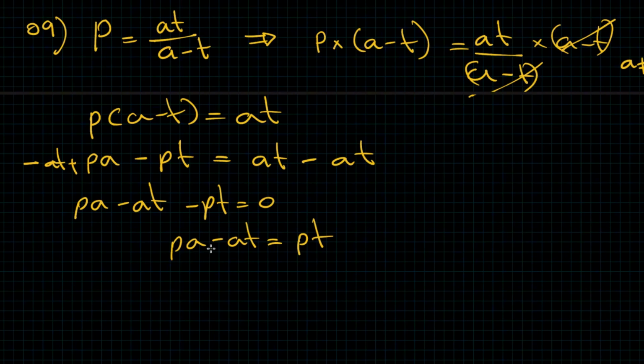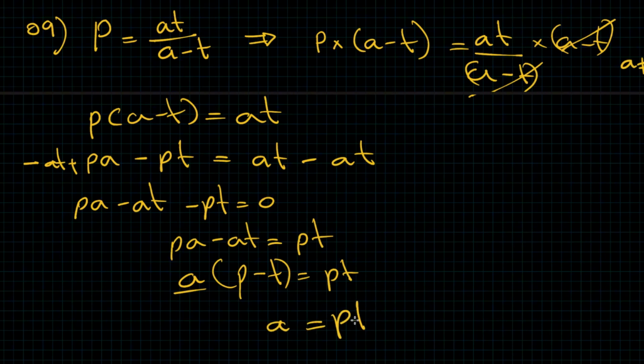Now you can see A is common here, so you can take A out. Now you get A(P minus T) equals PT. Now you want to make A the subject, so you bring P minus T here. Something similar to what we did. You just divide this side by P minus T and divide that side by P minus T. So we get A equals PT over P minus T.